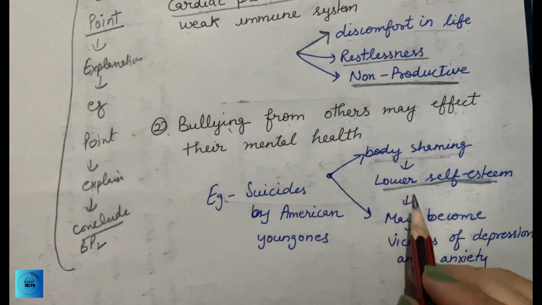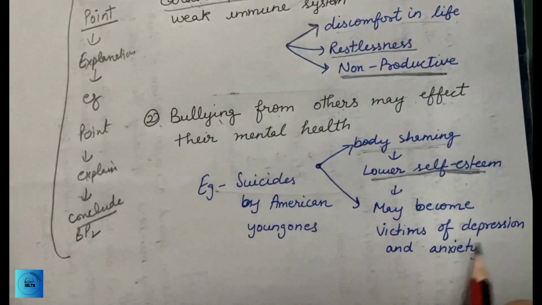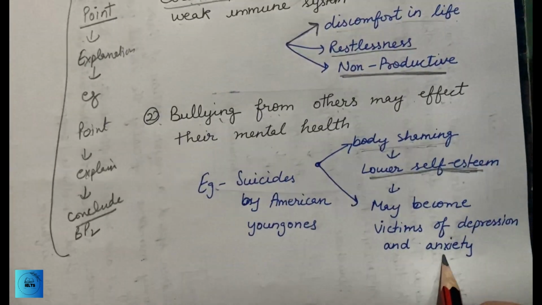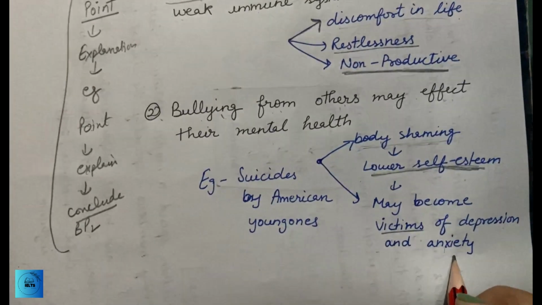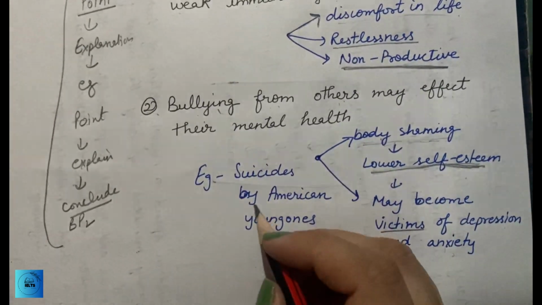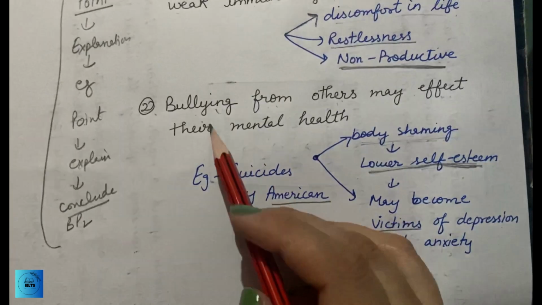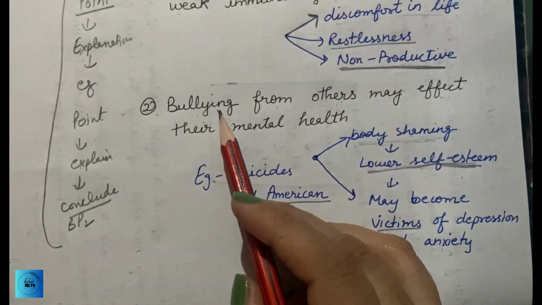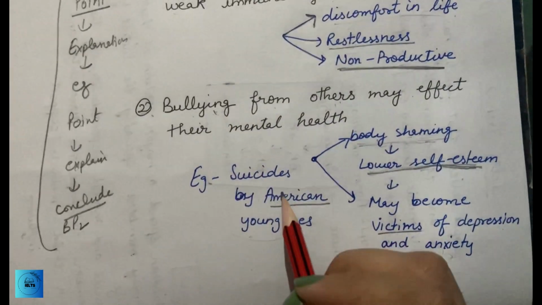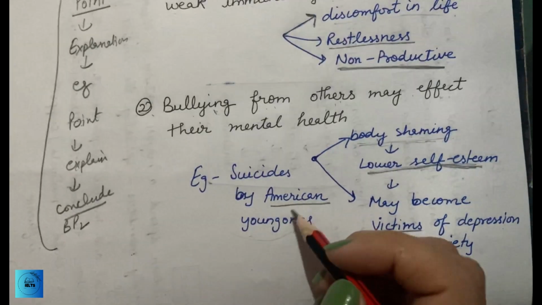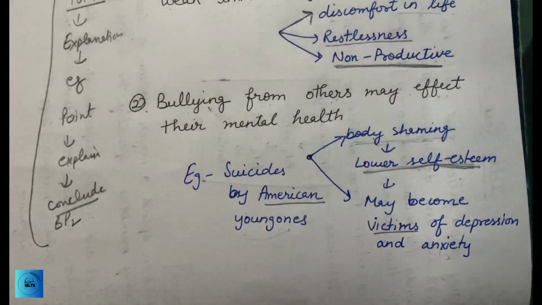If a person has lower self-esteem, they may become victims of depression and anxiety. So what can they become? They can become patients of depression and anxiety. Normally it was heard quite earlier that Americans, especially young ones, commit suicide because of body shaming or bullying, especially in high school or primary school. So this happens, if not in your country then in other countries. So this can be an example for this point. So this was the essay.